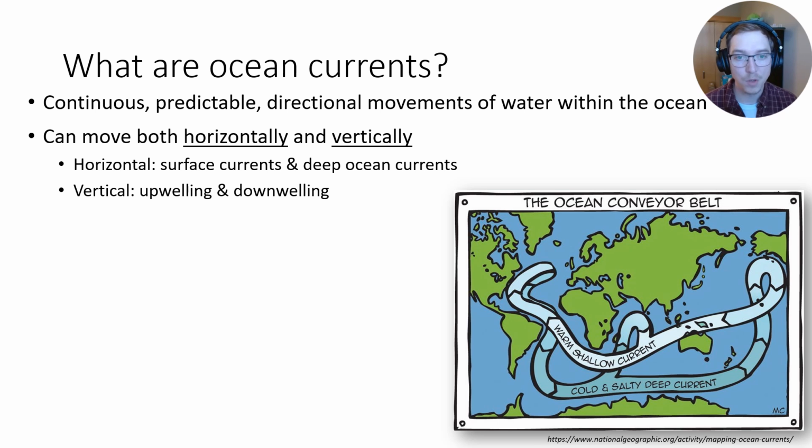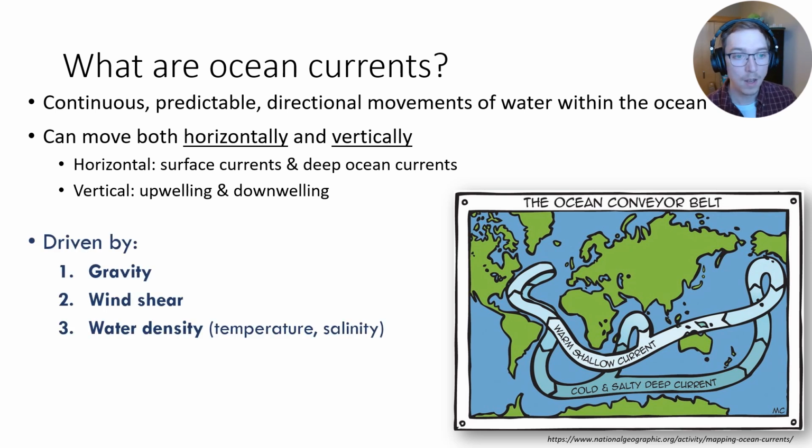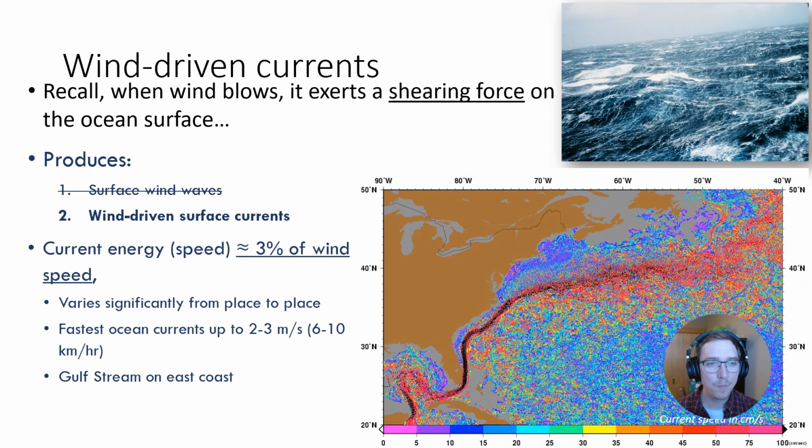Horizontal expressions are surface currents and deep ocean currents. Vertical expressions are through upwelling and downwelling. And these are driven by gravity, wind shear, and water density, so temperature and salinity, that thermohaline aspect that I mentioned previously. So if we look at wind-driven currents, we might recall from our video on winds across the surface, when wind blows, it exerts a shearing force on the surface. It also happens on the ocean surface. Remember that boundary layer that we talked about before.